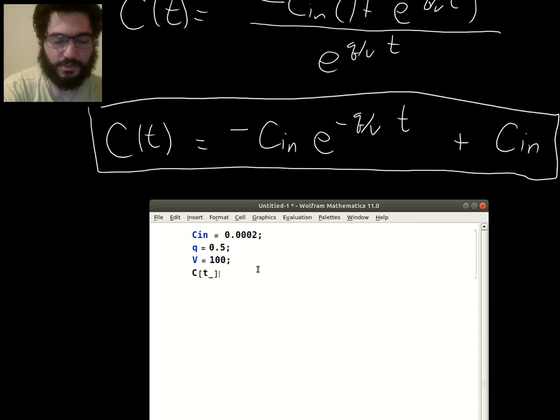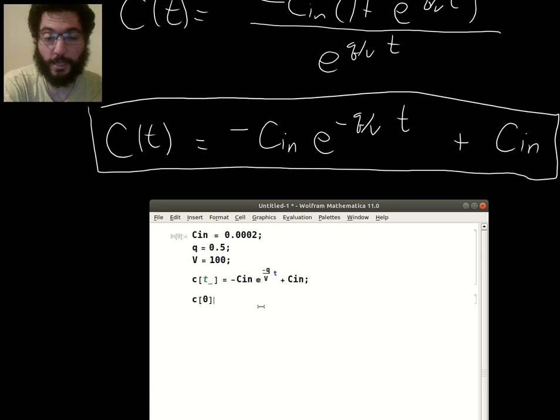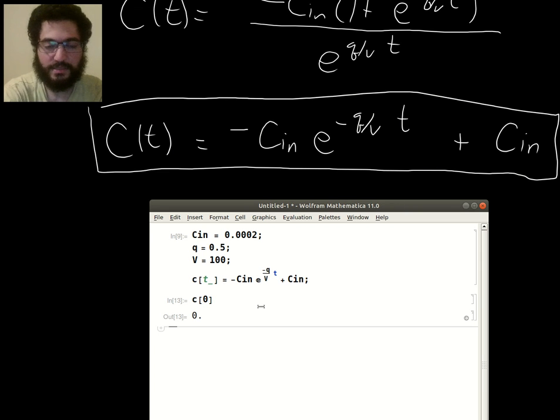First I'll define the function. This underscore notation is part of how you define functions in Mathematica. I'm not going to call the function capital C because for some reason that name is taken for something else. So minus Cn times the exponential of minus Q over V t, plus Cn. Okay, so that's good. Now I can evaluate concentrations at various times. For example, I can check quickly that my initial condition holds. C of 0 is 0.